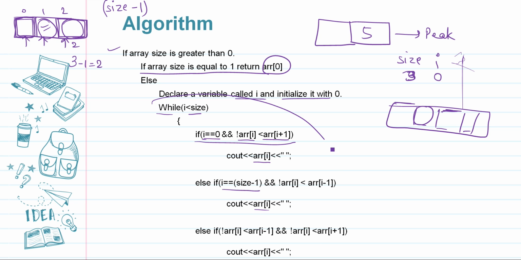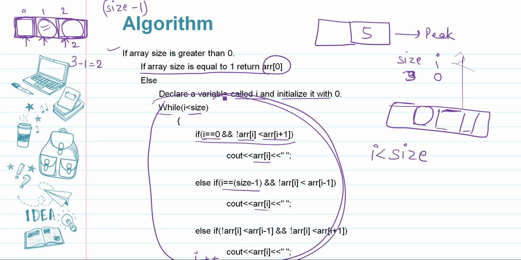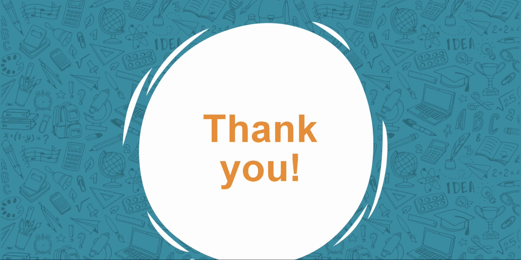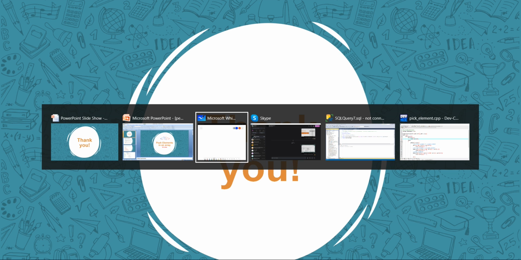So this while loop will continue printing like this until i is less than size. So we will give i plus plus here. Every time, the condition check will again be satisfied if i is less than size. So I hope it is clear to you. Now we will move on to our coding part. So how are we going to write the code for it?